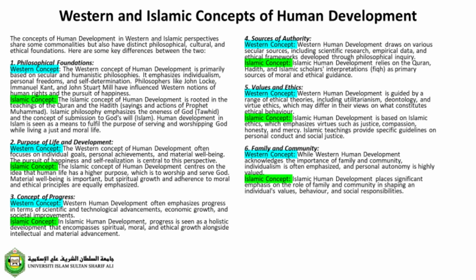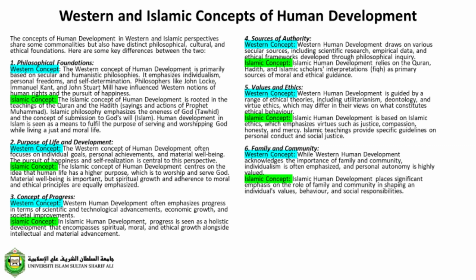4. Sources of authority. Western concept. Western human development draws on various secular sources, including scientific research, empirical data, and ethical frameworks developed through philosophical inquiry. Islamic concept. Islamic human development relies on the Quran, Hadith, and Islamic scholars' interpretations, fiqh, as primary sources of moral and ethical guidance.